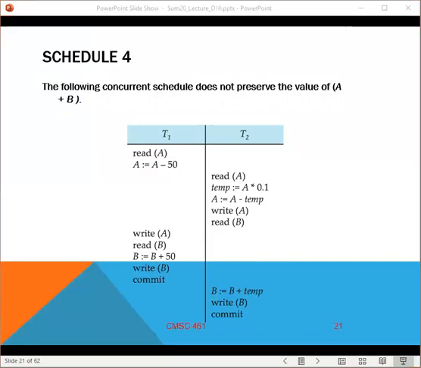So these are 2 transactions that the query optimizer or the database management system would not schedule to be run concurrently. It would try and put them in with some other transactions that it's got in its queue.